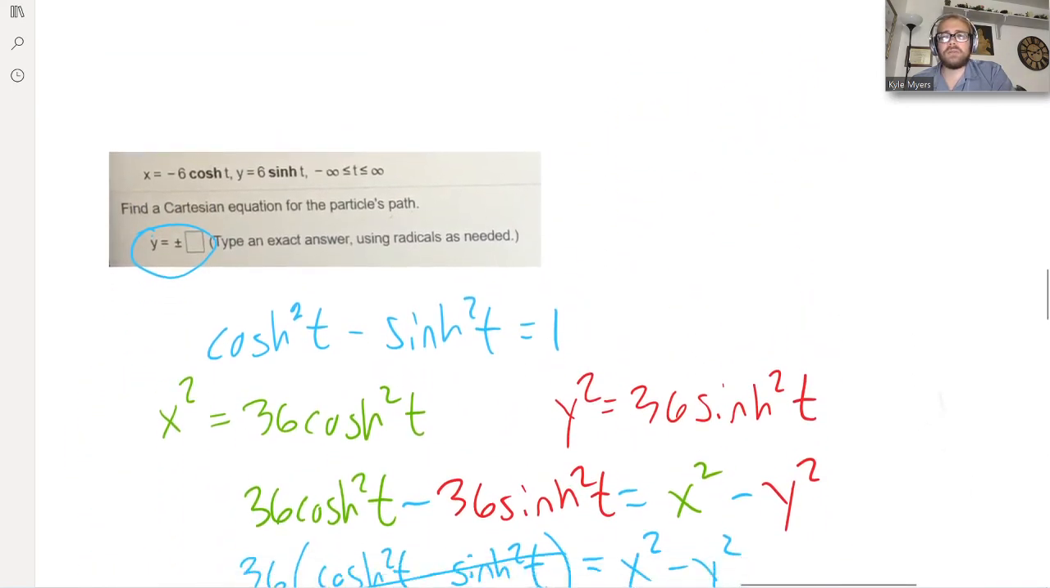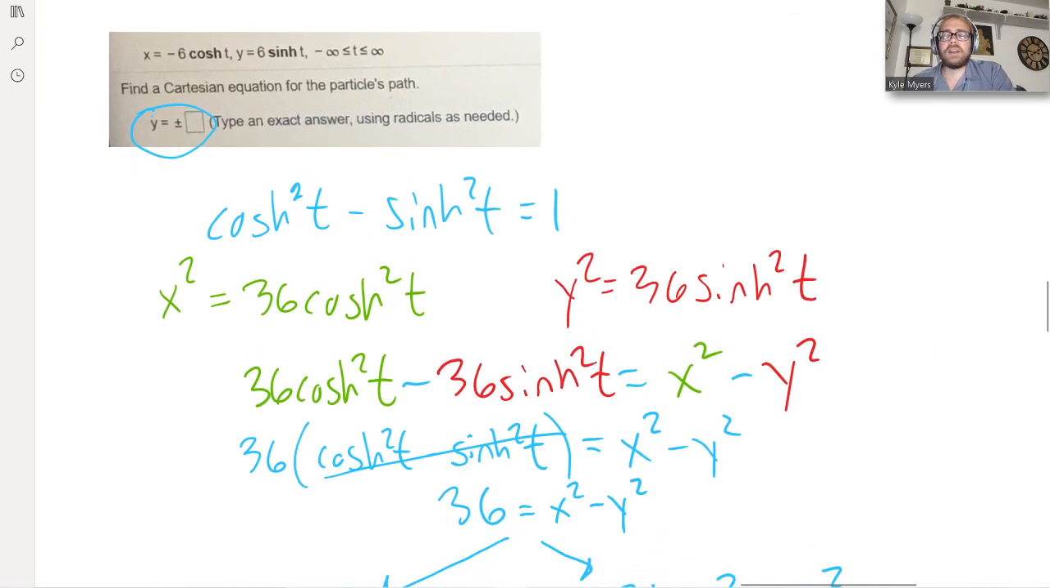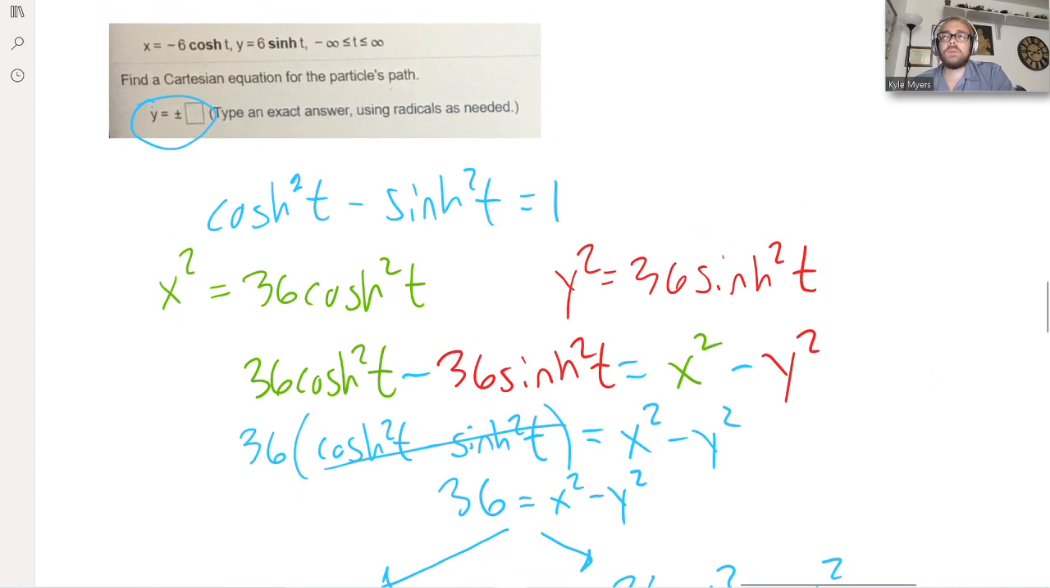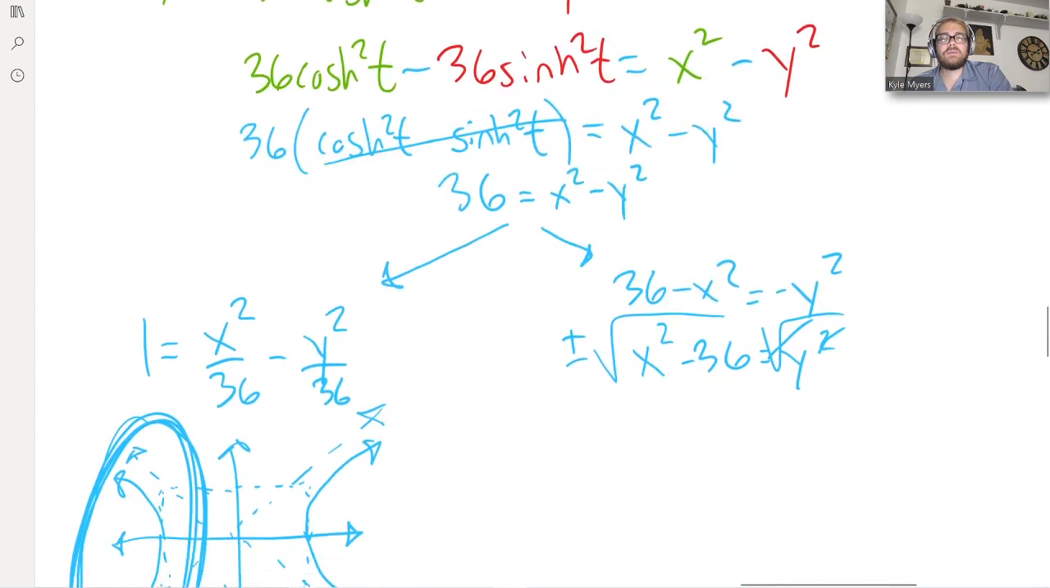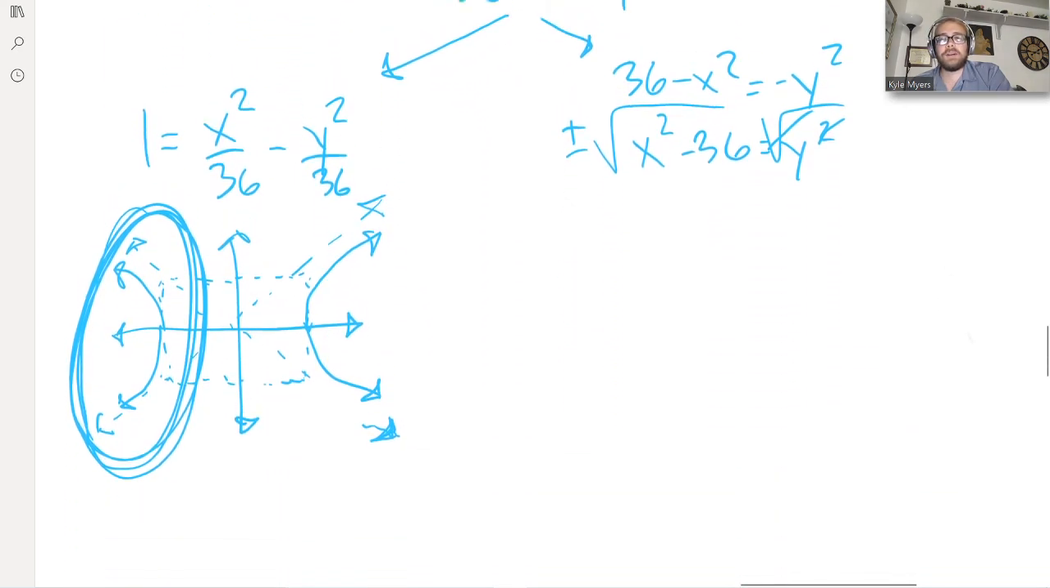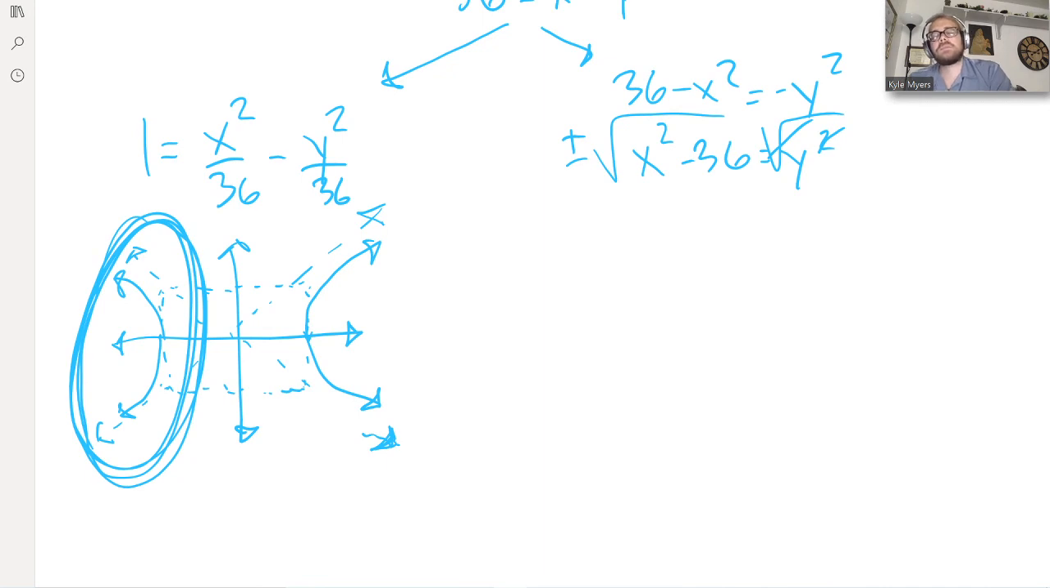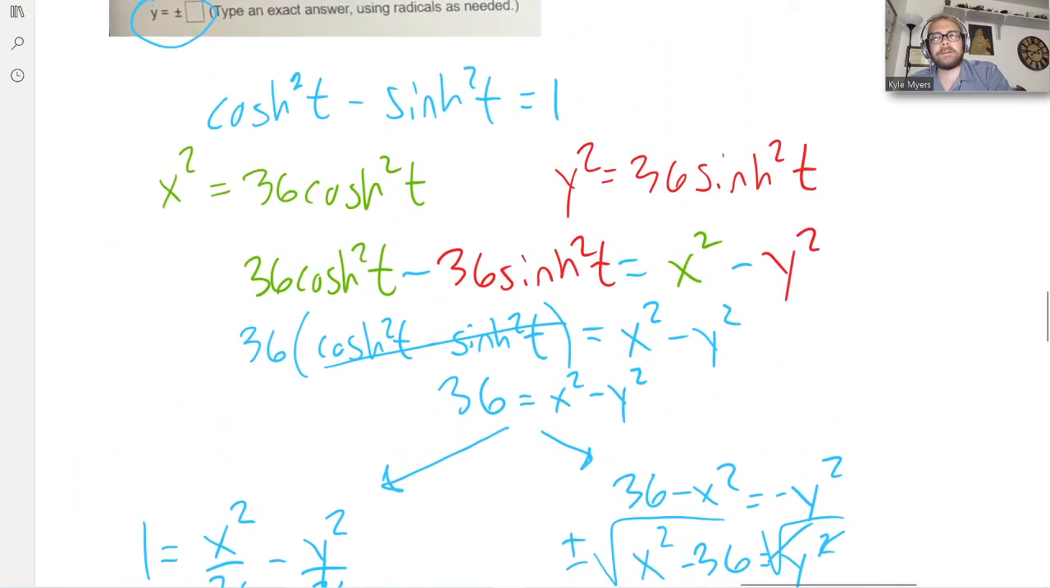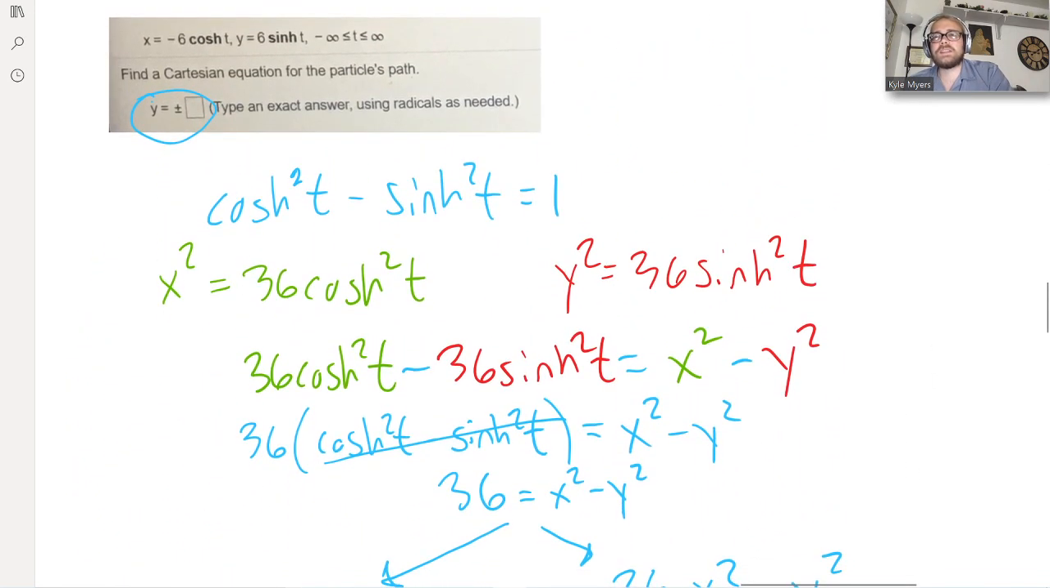It's really cool, because the whole reason we have hyperbolic sine and cosine is that they're based on a hyperbola. When we say x and y are equal to cosine and sine hyperbolics, we're creating a hyperbolic function, a hyperbola. It's really cool how that worked out. So that's the answer to this question.